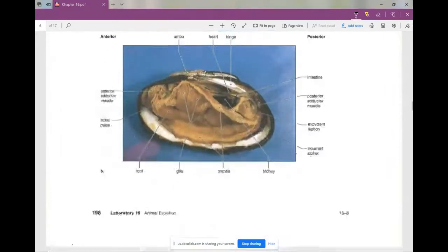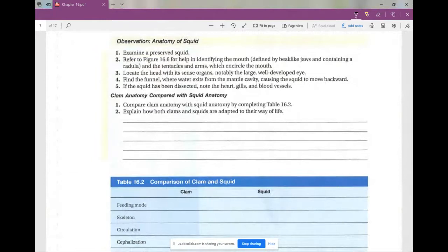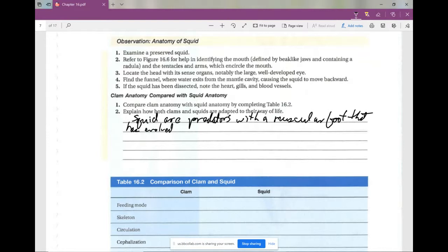Anatomy of the squid. Explain how both clams and squids are adapted to their way of life. Well, the squid are predators, right? Talk about the muscular foot that has evolved into tentacles for grabbing prey.